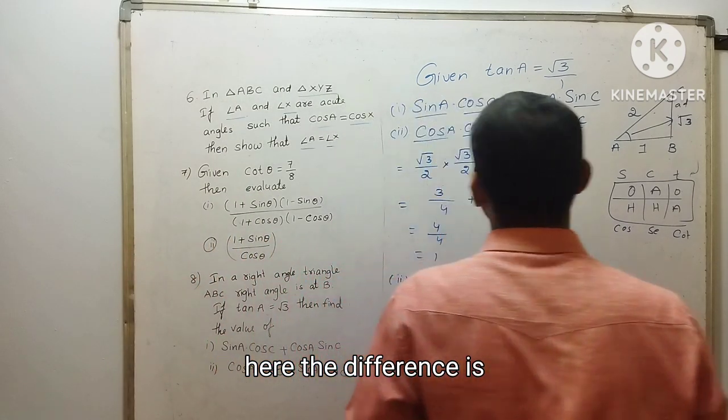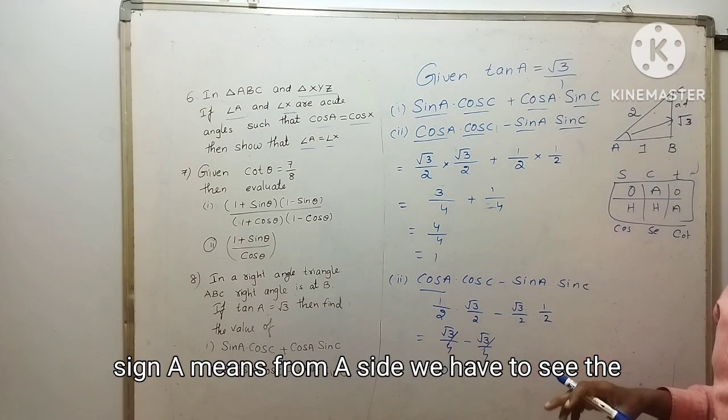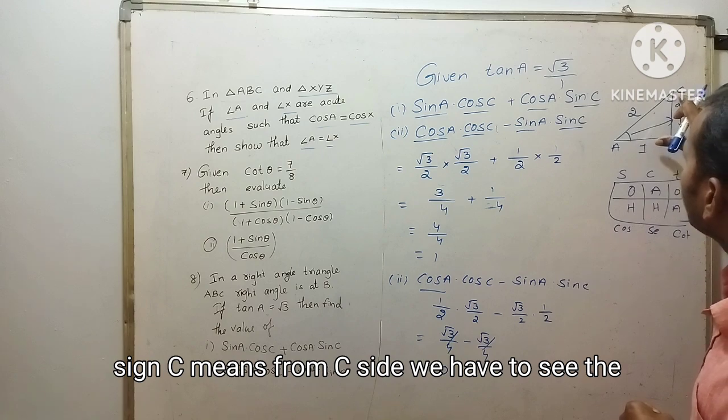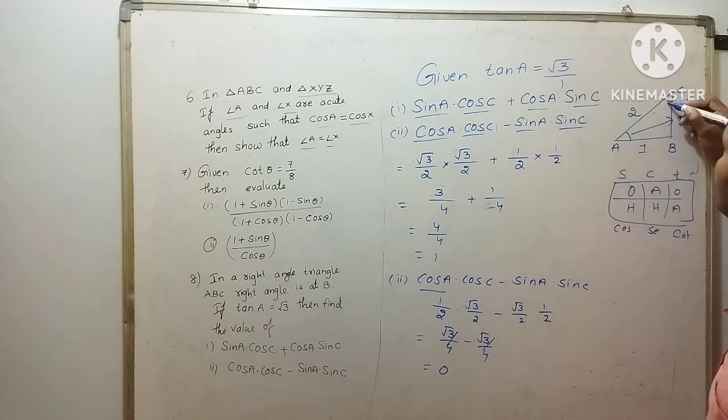So here the difference is that sin A means from the A side we have to see the opposite side. Sin C means from the C side we have to see the opposite side.